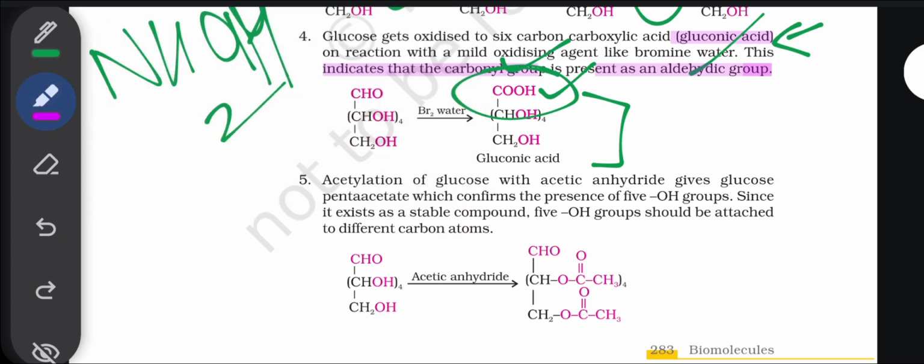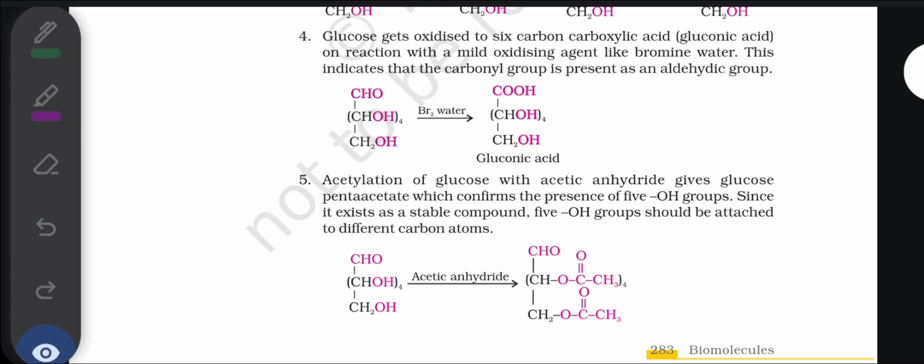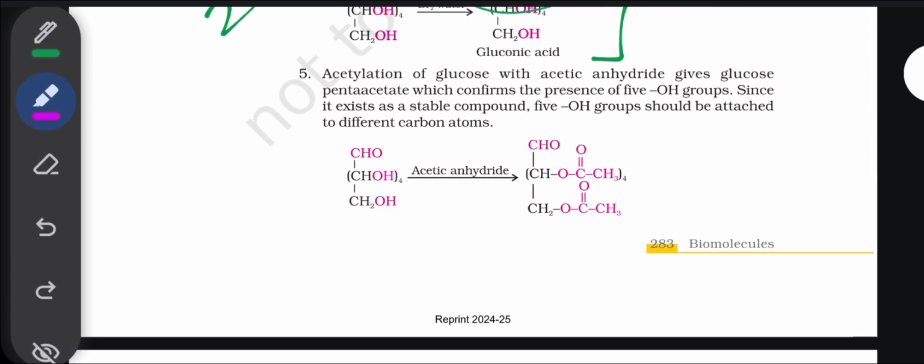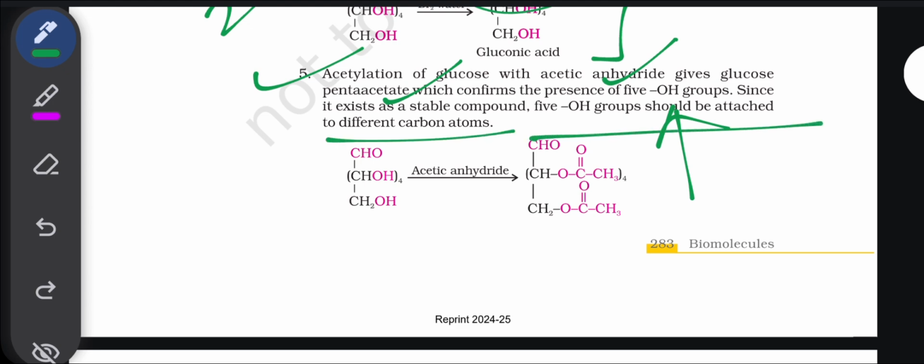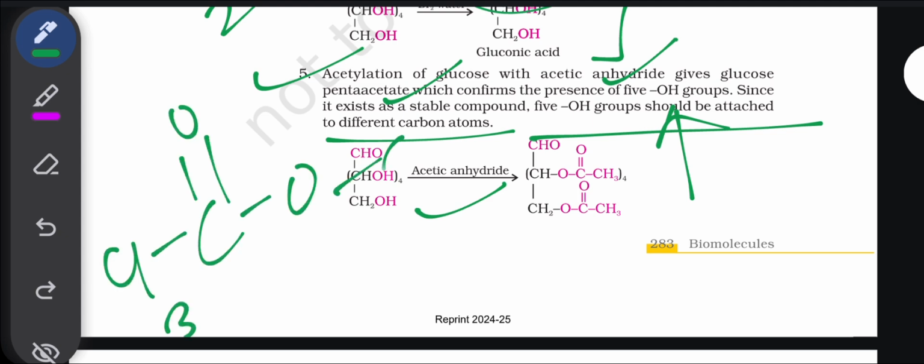Now, acetylation of glucose with acetic anhydride gives glucose pentaacetate, which confirms the presence of 5 OH groups. So a question might be asked which reaction tells about the presence of 5 OH groups. That is acetylation of glucose with acetic anhydride, which gives glucose pentaacetate. Since it exists as a stable compound, the 5 OH groups should be attached to different carbon atoms. Acetic anhydride, you must be knowing it, is CH3, C double bond O, O, C double bond O, CH3. This is acetic anhydride. So 4 are there and the 5th is here. So all the OH are replaced by this group.